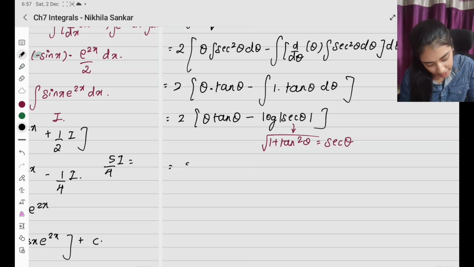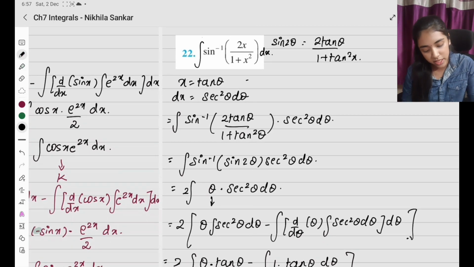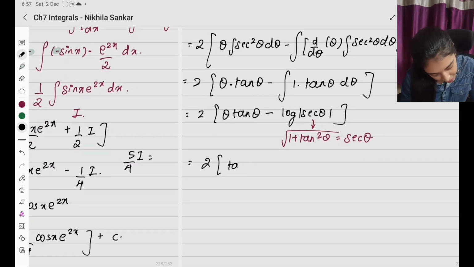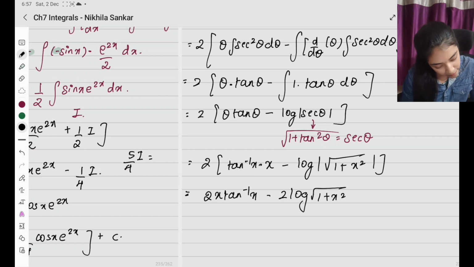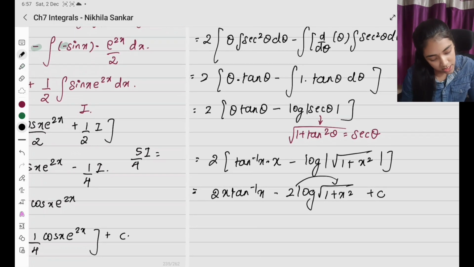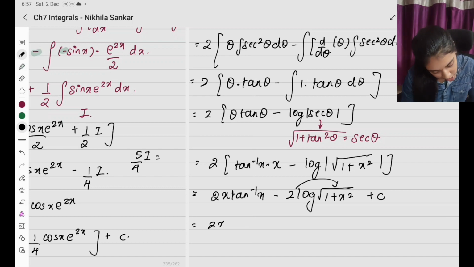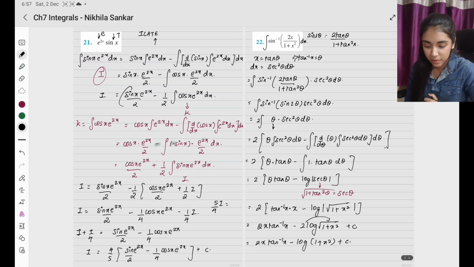Okay. So when I write 2 times, what is my theta? Theta is going to be tan inverse of x. Tan inverse of x is going to be theta from this. So I have tan inverse of x times tan theta, which is x, minus log mod square root of 1 plus x square. So when I open the bracket I have 2x tan inverse of x minus 2 log square root of 1 plus x square plus c. Multiplying the 2 in, it becomes square root of 1 plus x square the whole square. So 2x tan inverse of x minus log of 1 plus x square plus c. This is my final answer. Please copy.